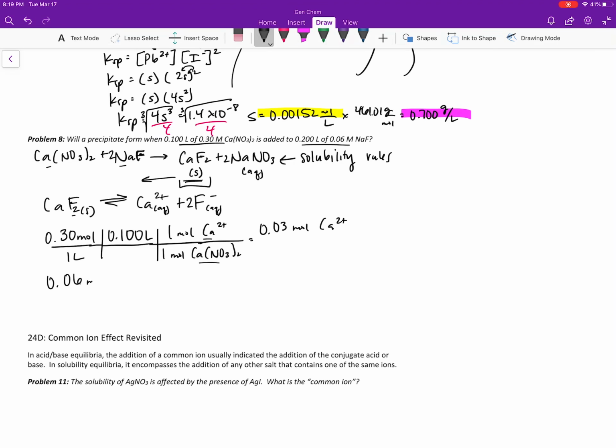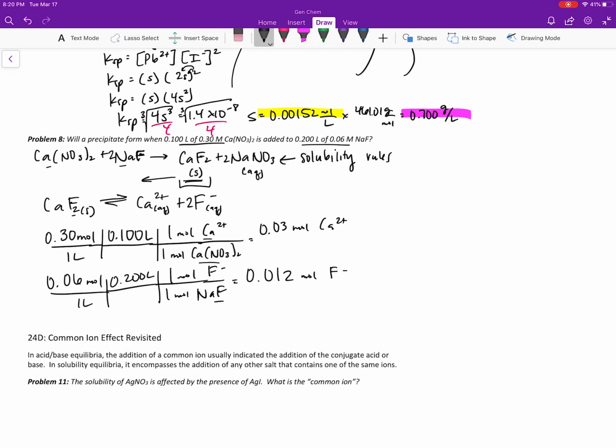And I'm going to do the same thing with fluoride. All of the fluoride I have is going to come from my 200 milliliters of, why did I just do that? Sorry, it should be on the top. My 200 milliliters of sodium fluoride, and for every 1 mole of sodium fluoride, I can make 1 mole of fluoride. That comes from this balanced formula right here. So that's going to give me 0.012 moles of fluoride.